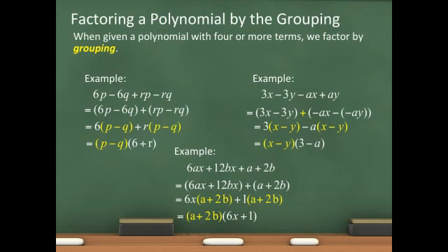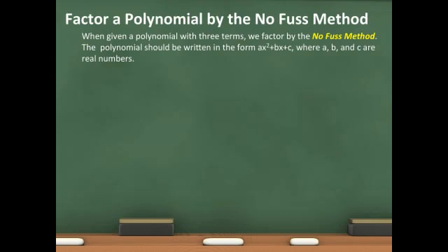When you are given a polynomial that has 3 terms, we can factor by using the no-fuss method. In order to use this method, be sure that the polynomial is written in the form ax squared plus bx plus c, where the a, b, and c are real numbers.